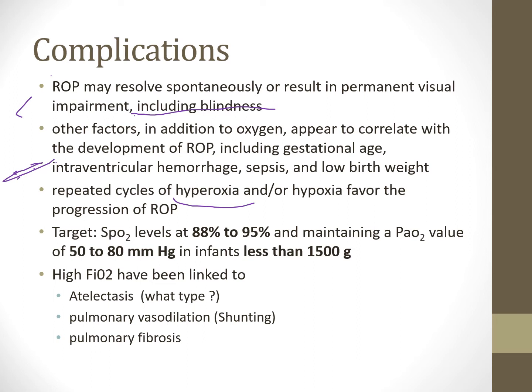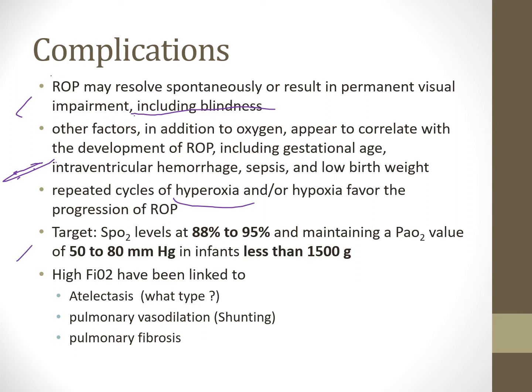The big thing is to target a SAT. 88 to 95 on most babies should be appropriate. PO2 anywhere between 50 and 80, especially infants less than 1,500 grams. Those are going to be good target levels to go by in general until the care team decides they want different target levels.